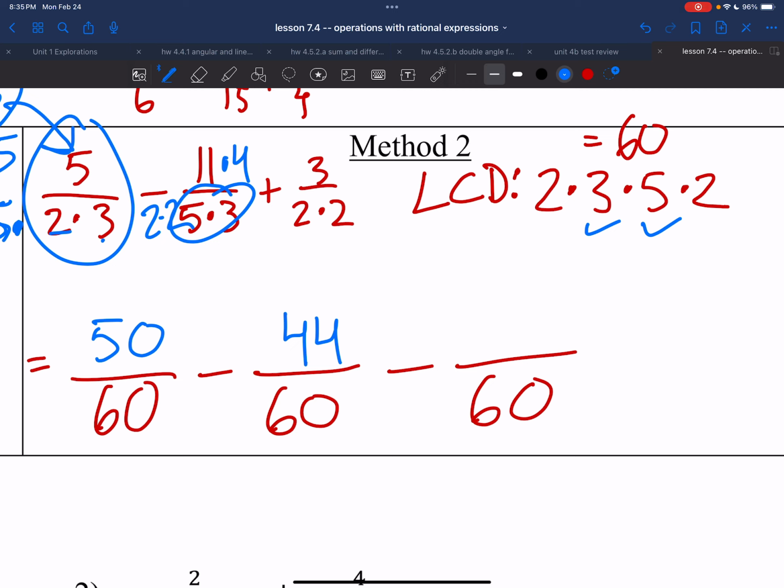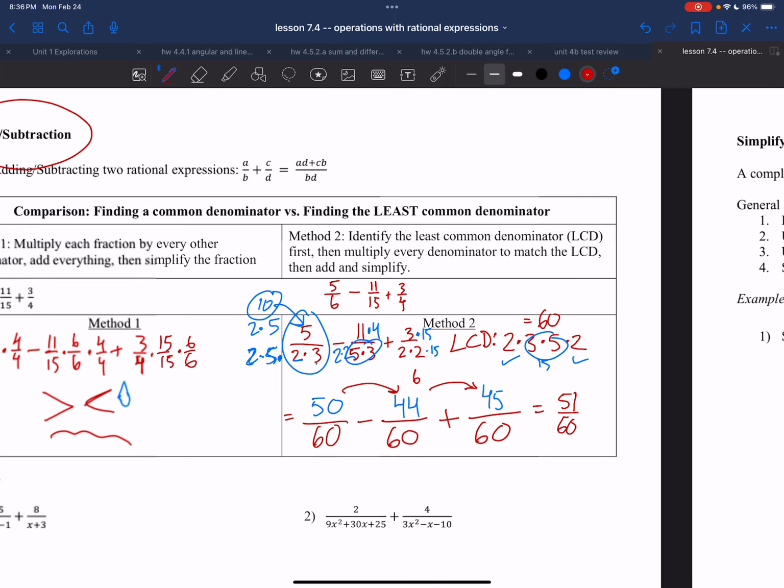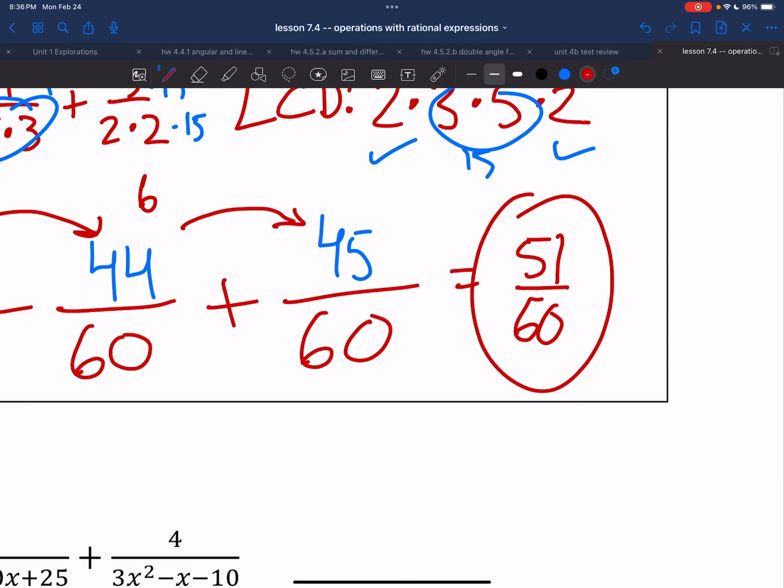One more time with the 3 over 2 times 2. With the 2 and 2, you already have those 2s, but you need the 3 and the 5, which makes 15. So you're going to multiply top and bottom by 15. 3 times 15 is 45. And now you can add all of this nicely together. By the way, this was a plus right here. 50 minus 44 is 6, plus 45 is 51 over 60, which is my answer.